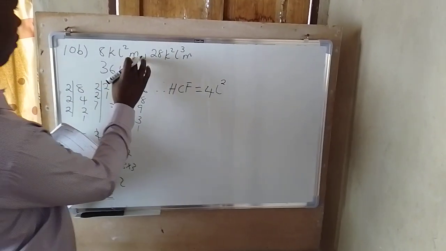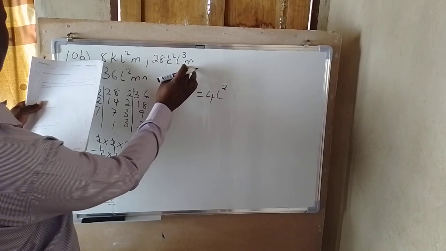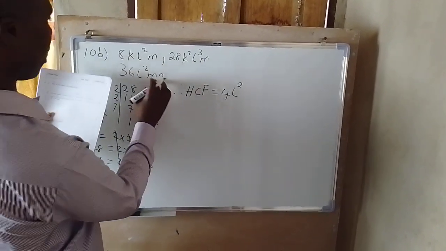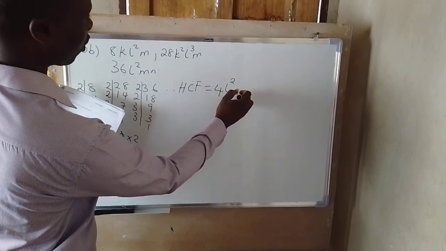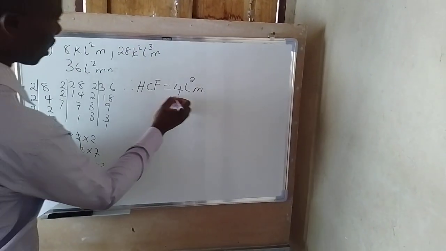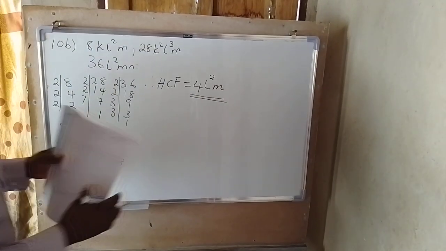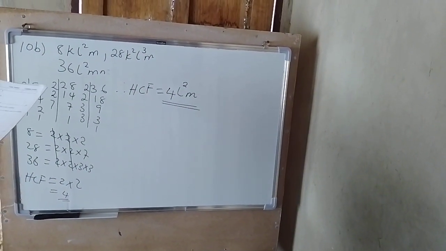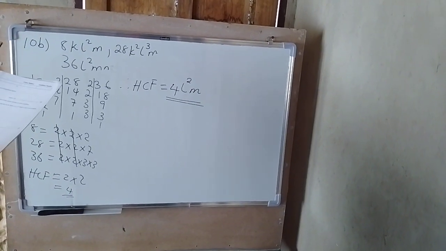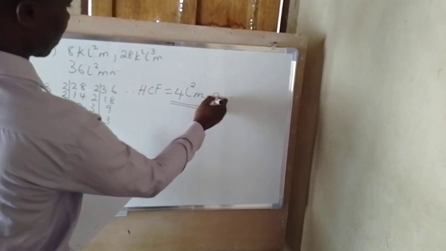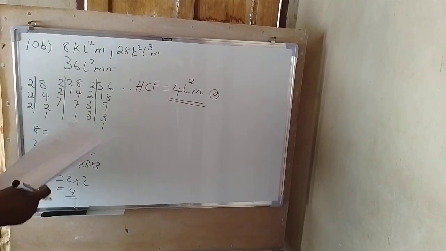Then for M, we have M here, then also M here. So M is also another common factor. Then for N, there is no N here. So this is the highest common factor, 4L squared M. That's the highest common factor. This is for 2 marks. So that was number 10b.